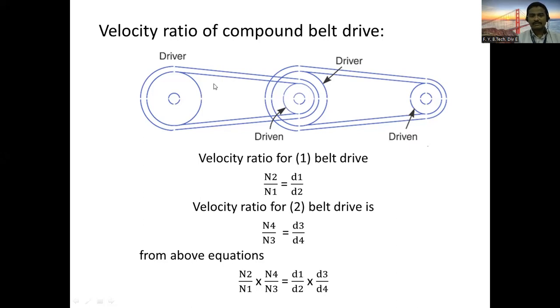Now, for the velocity ratio of the compound belt drive, as there are two arrangements we have considered, for the calculation of speed ratio, the speed ratio is nothing but the speed of the driven pulley divided by the speed of the driving pulley. Here our interest is to calculate the overall speed ratio for the entire arrangement. When I say overall, we are combining these two arrangements. So in this case there are 4 pulleys. How can the ratio be written? N4 by N1.